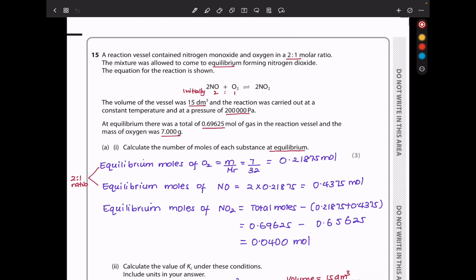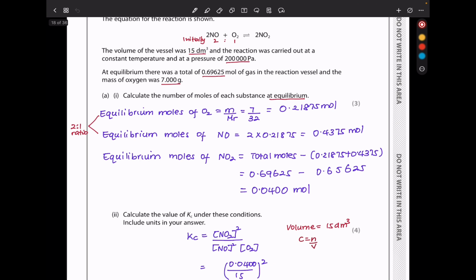In question 15, a reaction vessel contained nitrogen monoxide and oxygen in a ratio of 2:1, that is the molar ratio. The mixture was allowed to come to equilibrium, forming nitrogen dioxide. The equation for the reaction is shown. They say the volume of the vessel was 15 decimeters cubed and the reaction was carried out at a constant temperature and at a pressure of 200,000 pascals.